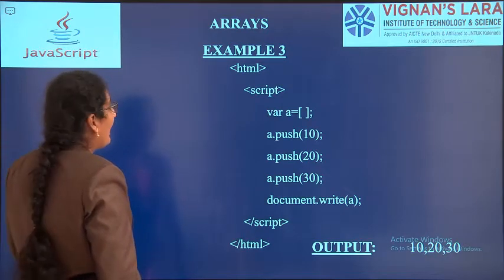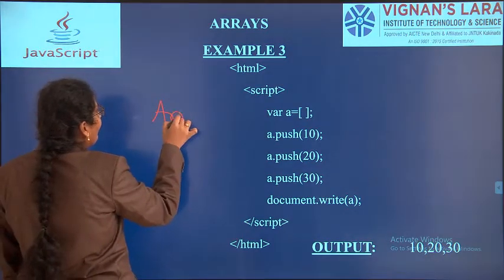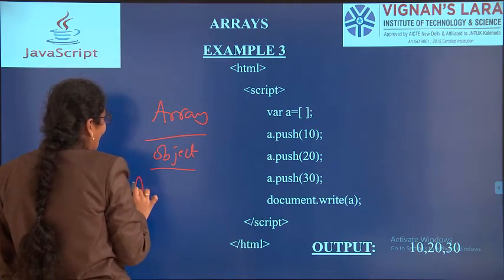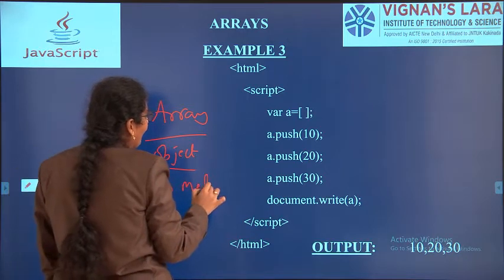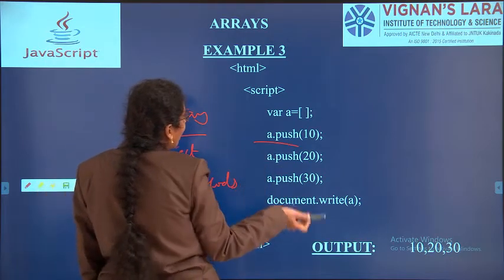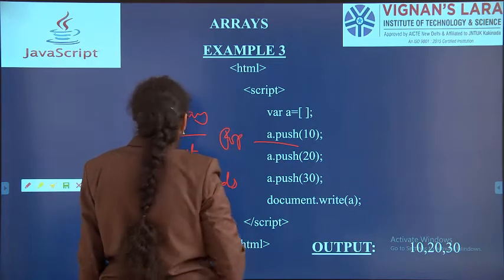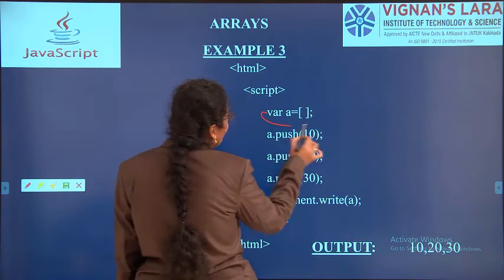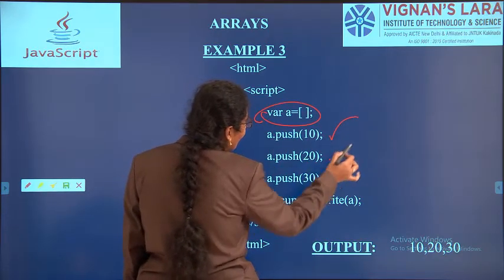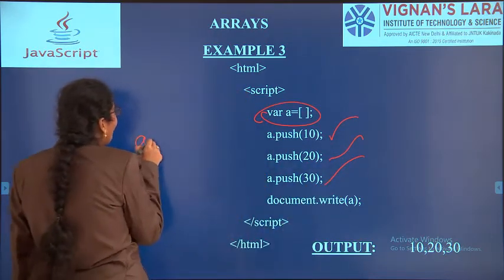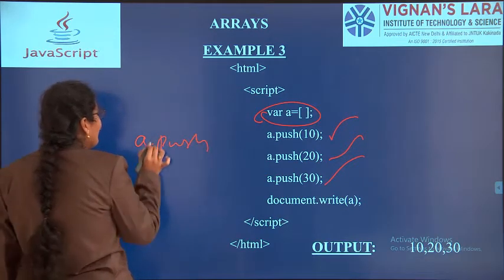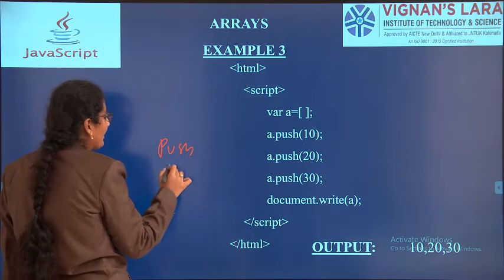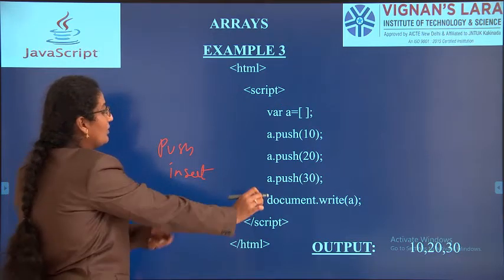So next one. I told you when I was talking about the array object, I told you about array methods. What array methods do we have? Push and pop, for inserting and deleting. So here, I want to insert elements into array A. First I am inserting 10, then 20, then 30. A dot push: A is the variable name and array name, and push is the word used to insert.